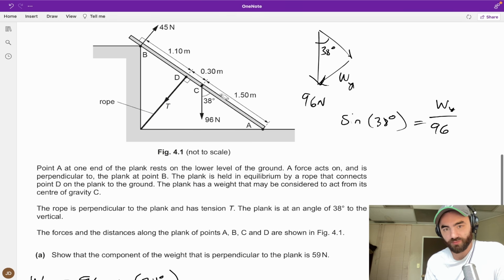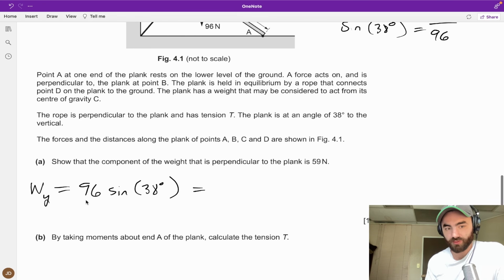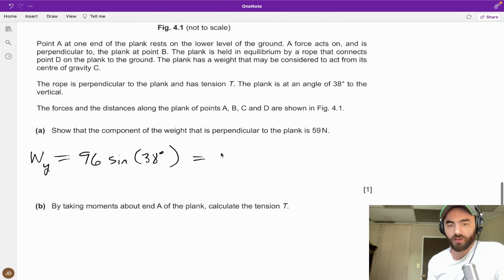Right, that's that. Because this weight is made up of x and y components, by finding this, we're finding this. That's going to be useful in calculating the moments. 96 sine 38 is 59.1, or rounded, 59 newtons.